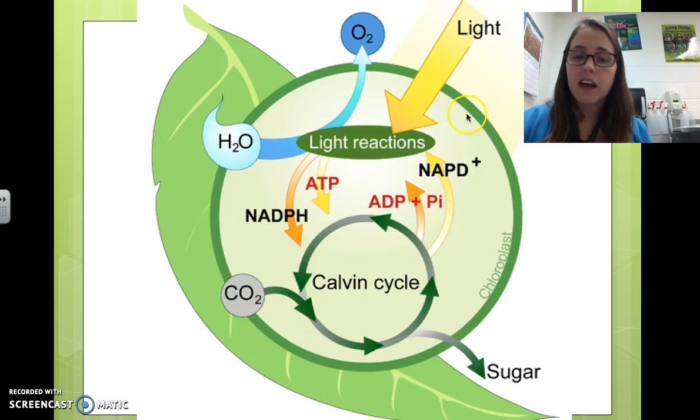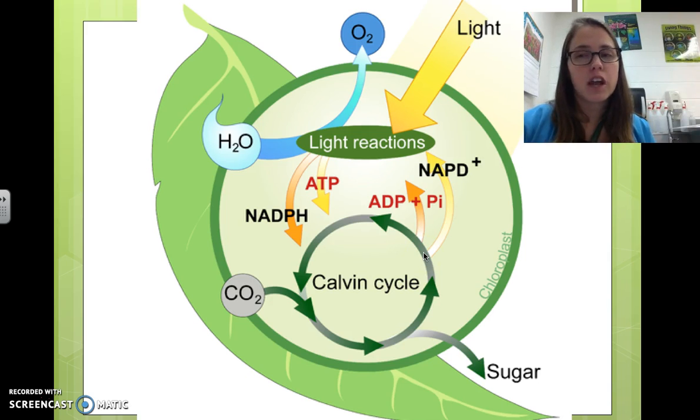So here's a good diagram. We have our light reactions, or light-dependent reactions. The light comes in and water is converted into oxygen, and we get ATP. Remember, ATP is energy, and that ATP is used to power the Calvin cycle. Into the Calvin cycle goes carbon dioxide, and out comes sugar, and we give ADP.